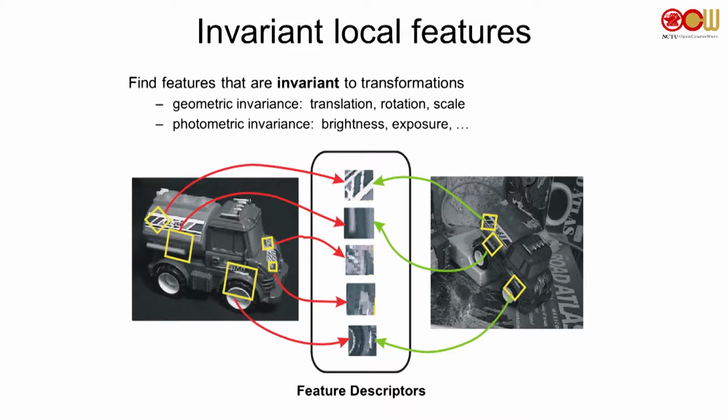Ideally, just like another challenge about the illumination, if your feature could be invariant to brightness or exposure, then that will help our robotic vision system to find the same feature again.